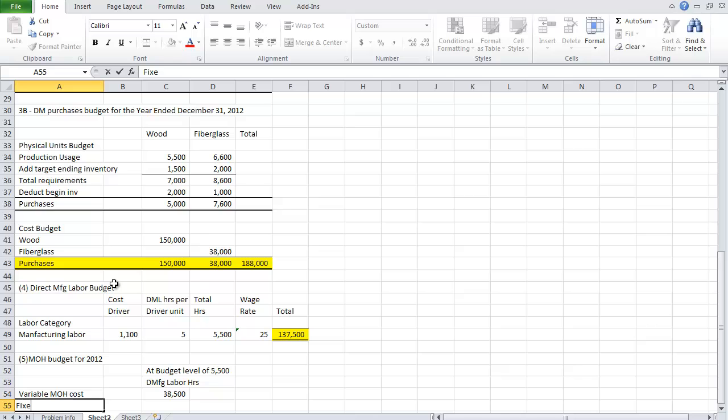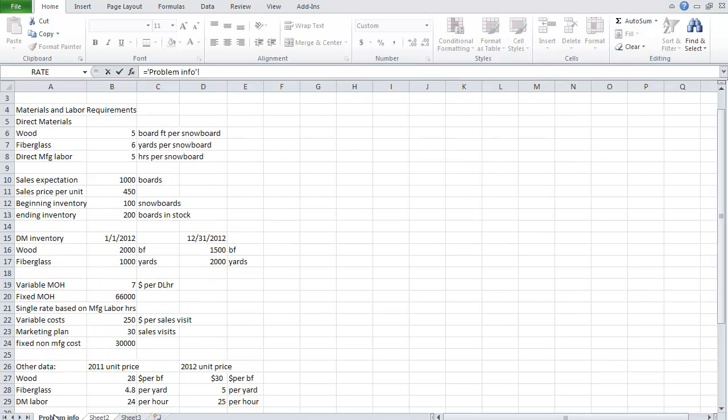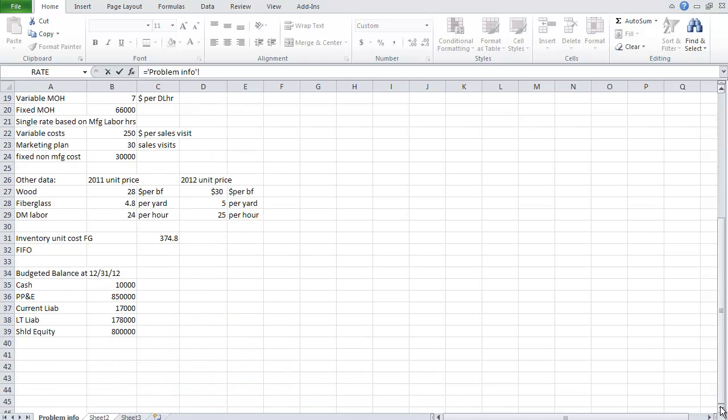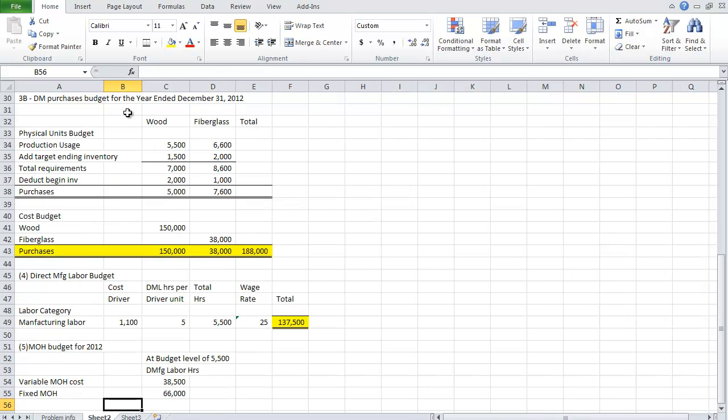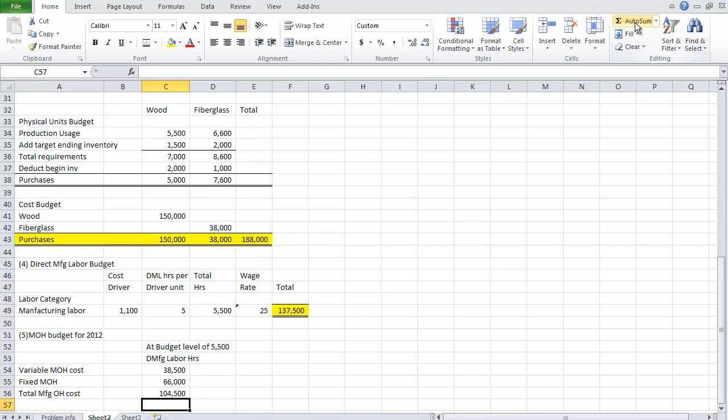Then we have some fixed manufacturing overhead, which we were given, so I'm just going to go pick that up. We were given that in the problem. Right here. And that'll come up with our total manufacturing overhead. And that takes care of the fifth piece.